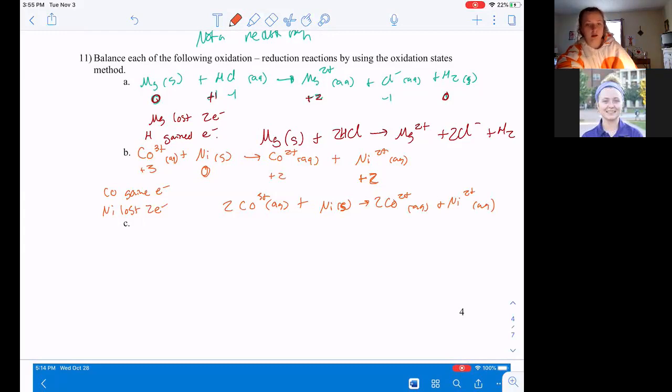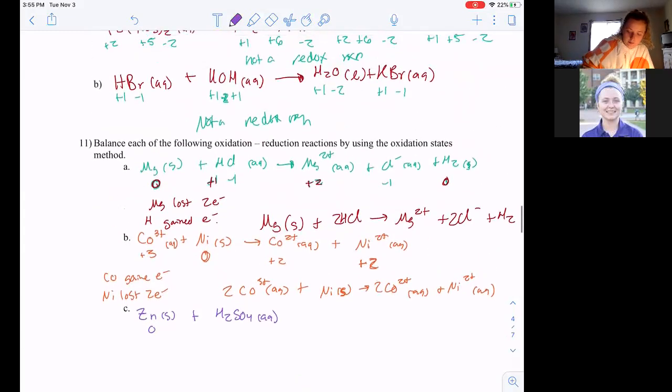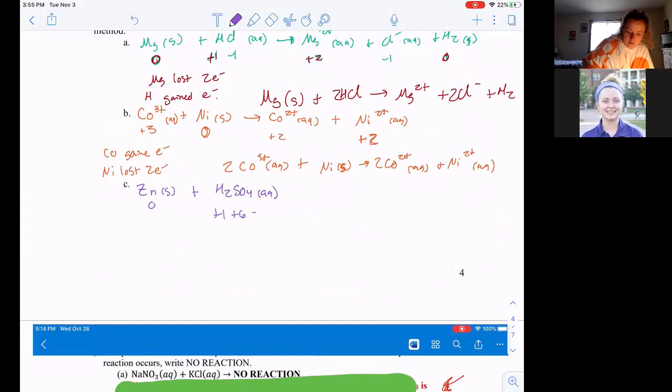So then the last one is similar, the same thing, where we have Zn, which is a solid, 0, plus H2SO4, which is aqueous. It's got a +1, +6, and -2. It goes to ZnSO4, which is +2, +6, -2.